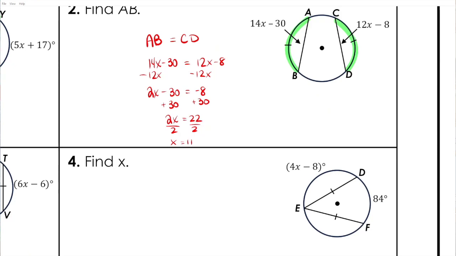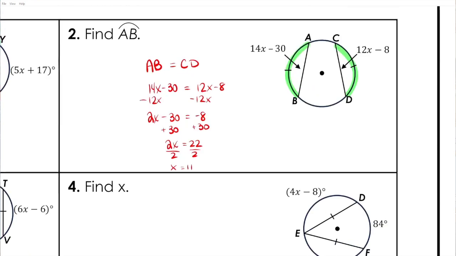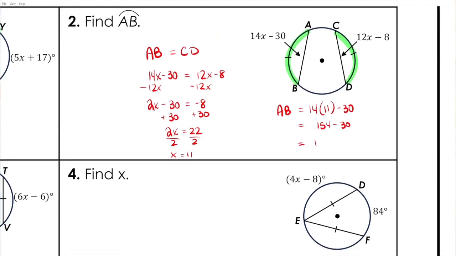Any other questions on, oh, we need to find AB, don't we? So we're going to substitute that value for x we just found. So 14 times 11 minus 30. 14 times 11 is 154. And 154 minus 30 is 124. It's a big old circle. Any other questions on number 2?